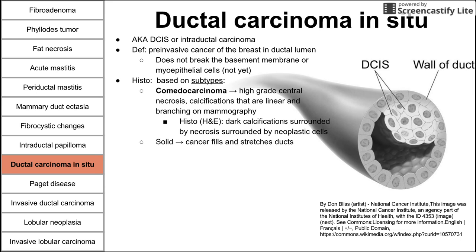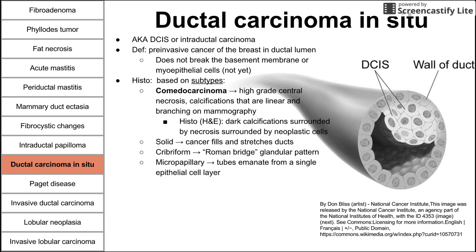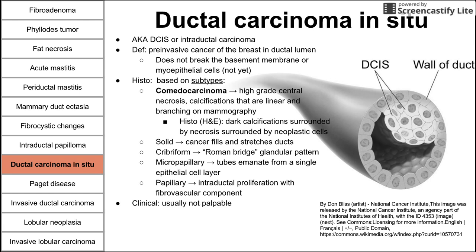Neoplastic cells. Another subtype is the solid variant, in which the cancer fills and stretches the ducts. There's a cribriform variant, in which a Roman bridge glandular pattern can be seen. A micropapillary subtype, in which the tufts emanate from a single epithelial layer, and a papillary subtype, in which intraductal proliferation with fibrovascular components can be seen. But again, I think the most important to recognize is the comedocarcinoma, with those three layers, the dark calcification surrounded by necrotic region, surrounded by malignant neoplastic cells.